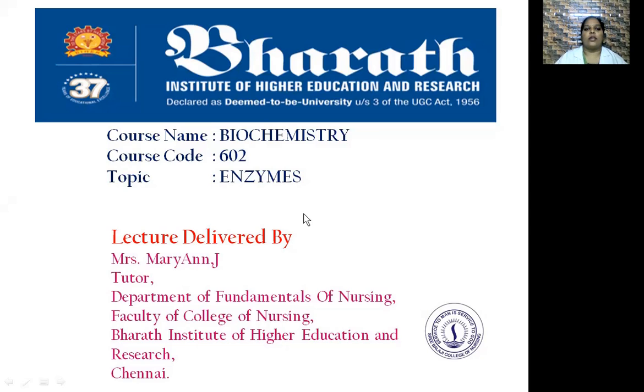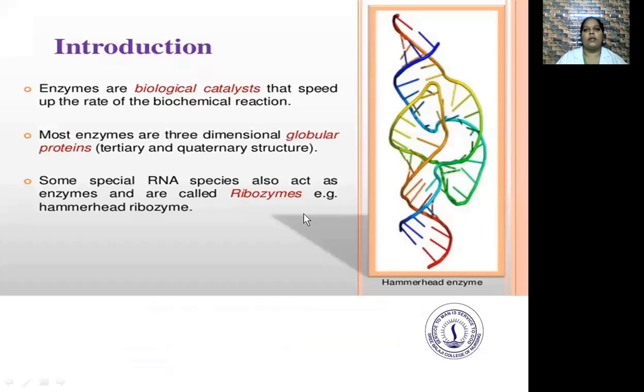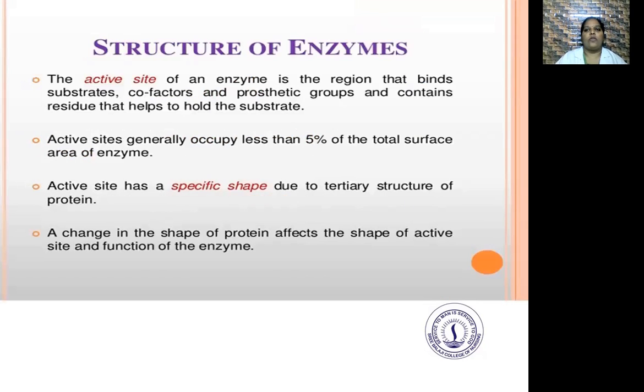Today we are going to discuss enzymes from biochemistry. Let's see in detail about enzymes. Introduction. Enzymes are biological catalysts that speed up the rate of biochemical reactions. Most enzymes are three-dimensional globular proteins, with tertiary and quaternary structure. Some special RNA species also act as enzymes and are called ribozymes. Example, hammerhead ribozyme.